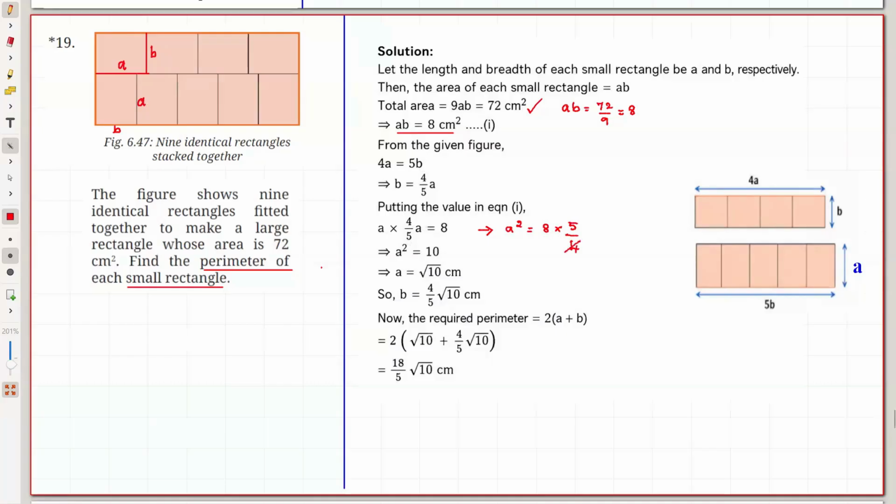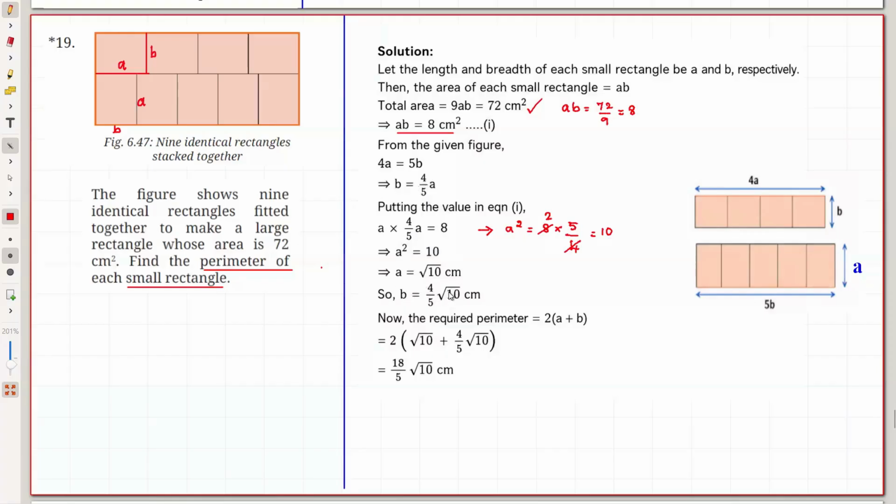We can cancel. 1 4 is 4, 2 4s are 8. So 2 5s are 10. So A square is equal to 10. So A is equal to square root of 10. Now the B value is equal to 4 by 5 into A. 4 by 5 into the A value, root 10. Now this is our A value, this is the B value.